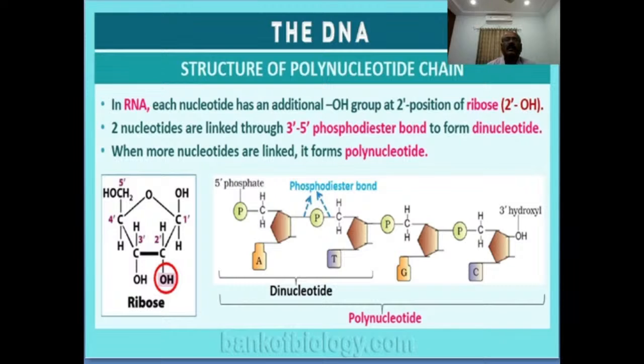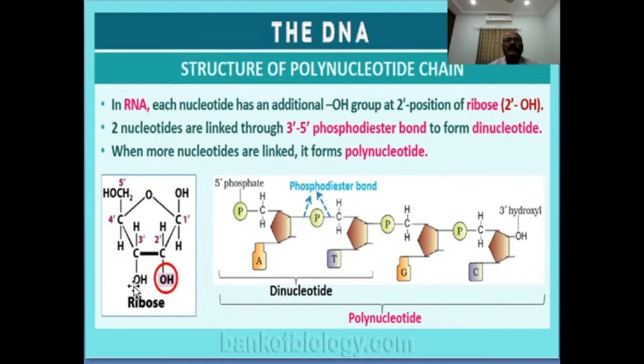Two nucleotides are linked through a 3' 5' phosphodiester bond to form a dinucleotide. When more nucleotides are linked, it forms a polynucleotide. So, in DNA and RNA, how these nucleotides are connected, you see by this diagram.